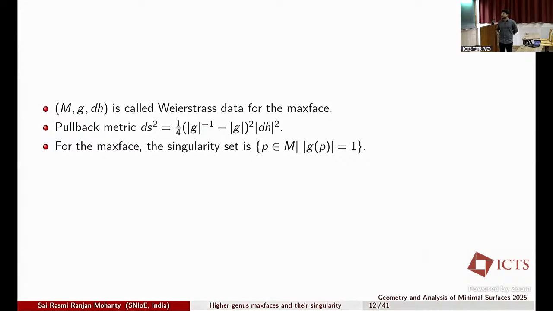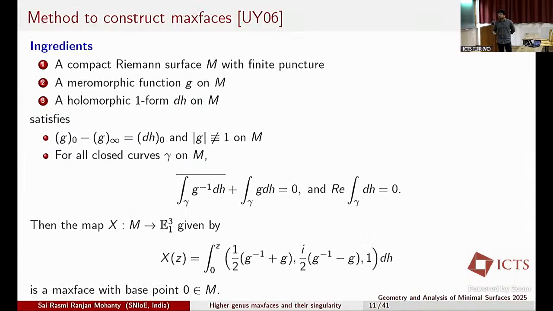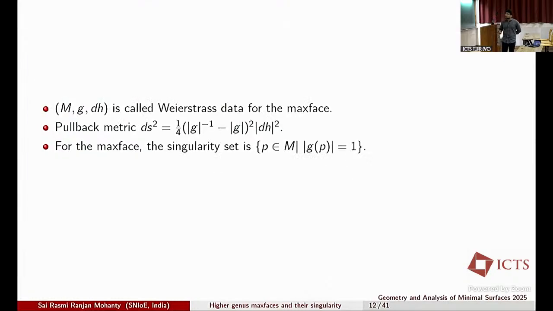And here we know that the singularity set is the zeros of this pullback metric, but because of this condition, the only zeros are where mod G equals 1. There are no zeros of dh. So this is the singularity set for the Max space.